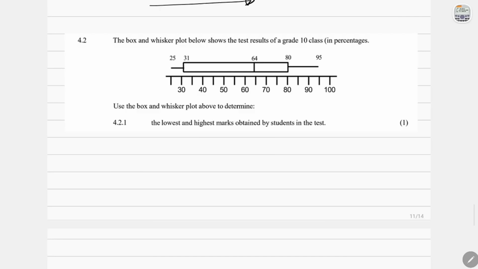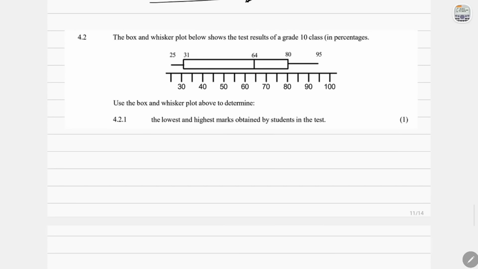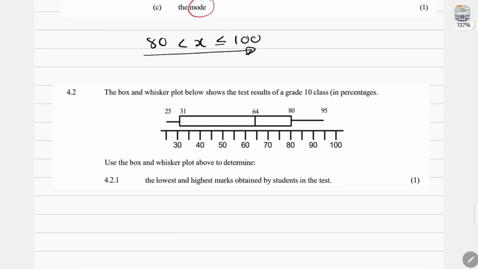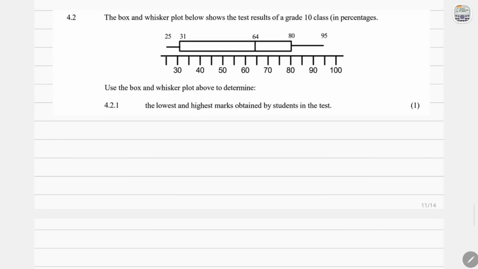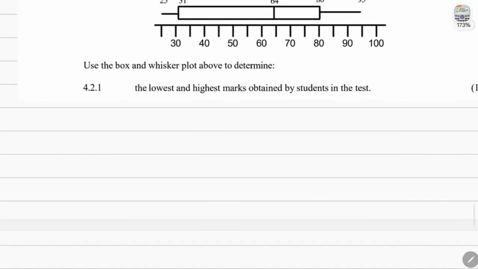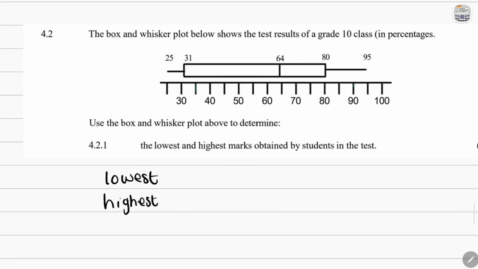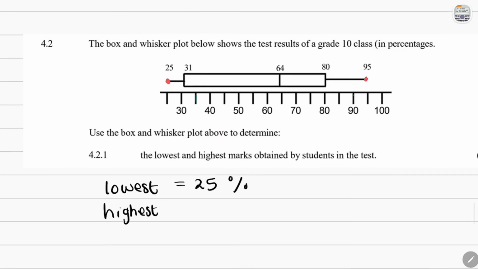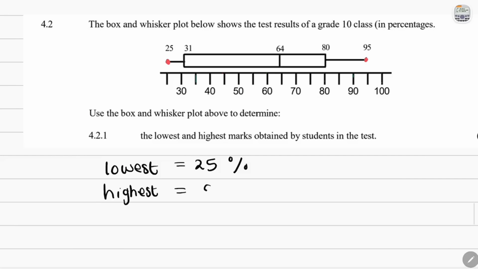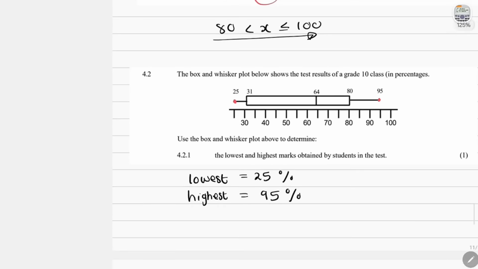Question 4.2 says, the box and whisker plot below shows the test results of a grade 10 class in percentages. Use the box and whisker plot above to determine 4.2.1 the lowest and highest marks obtained by the students in the test. So where do we find the lowest and the highest in a box and whisker diagram? That would be at the ends. Okay, so that 25 and that 95. That is the lowest, 25 percent, since they said these were in percentages. And then the highest would be 95%. Okay, so that is our answer.